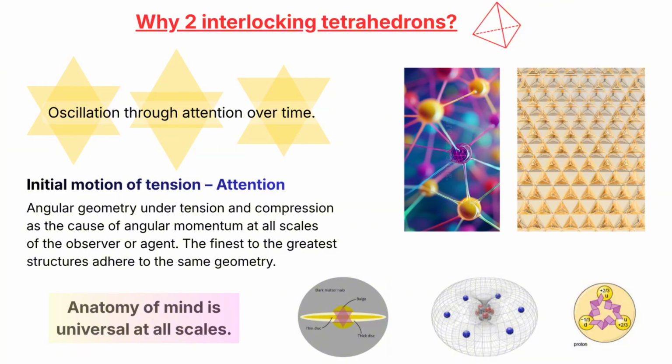As you can see, with the oscillation through attention over time, the interlocking tetrahedrons expand and compress. They expand and compress as attention is focused on them over time. This generates a spin. Because these two tetrahedrons are not identical, they're not perfectly symmetrical, there is a slight difference. It's very slight. This is what is able to create spin.